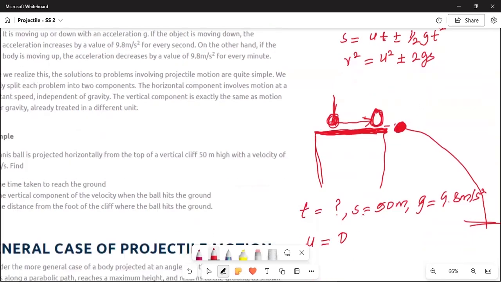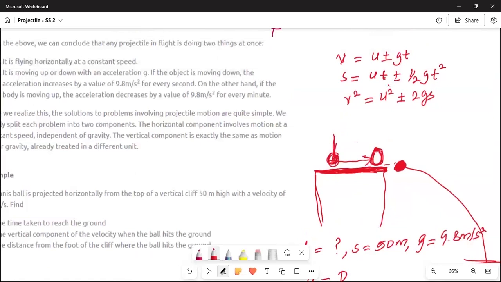So we have s, we are looking for t, we have g, we have u. So which of the equations contains those things? Definitely it is this one here, the second one, which is s equals ut plus or minus half gt squared.